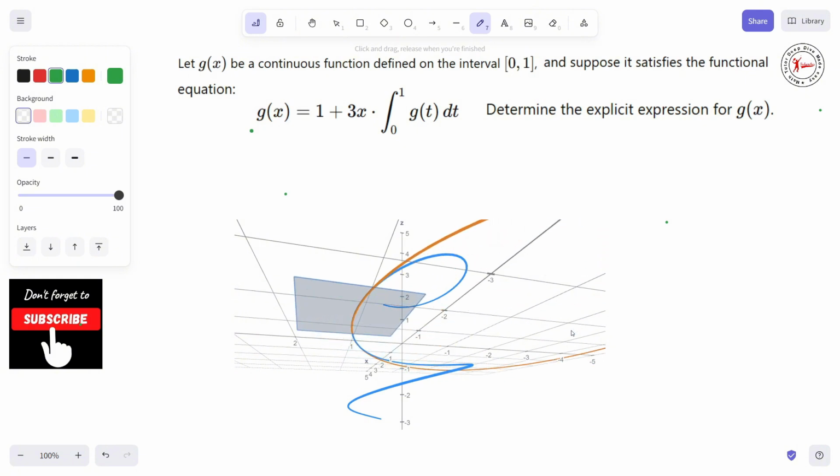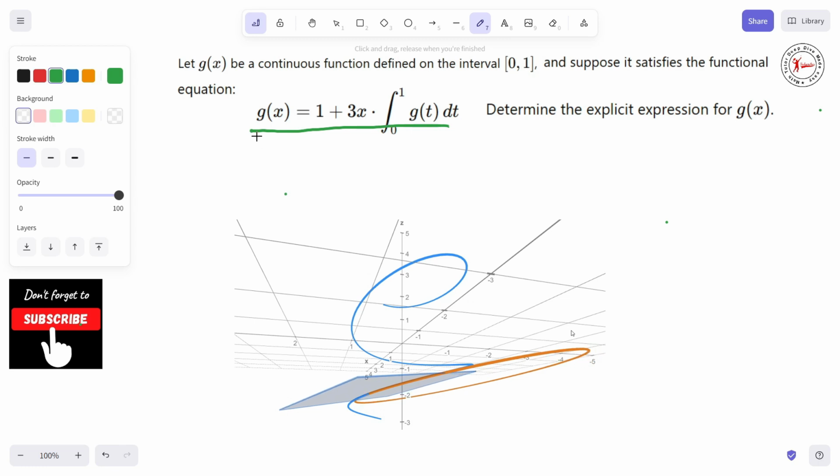All right, let's work through this together, step by step. First, identify what's going on. We are told that g of x equals 1 plus 3x times the integral from 0 to 1 of g of t. Now, this integral is a constant. Why? Because it's taken over a fixed interval, and the integration variable is t, not x. So, let's make our lives easier by giving this constant a name. We'll call it capital A.